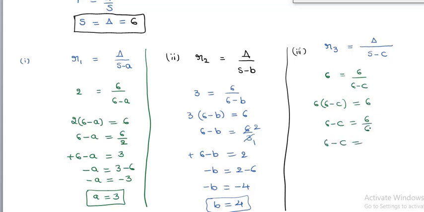6 minus C, 6 ones are 6. Minus C equal to 1 minus 6. Minus C equal to minus 1. So finally C value is 5. Both side negative cancel. So A value 3, B value 4, C value 5. Okay, right now. Next problem.